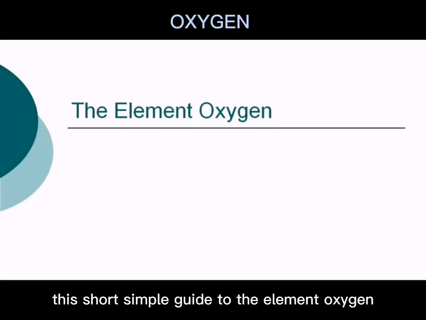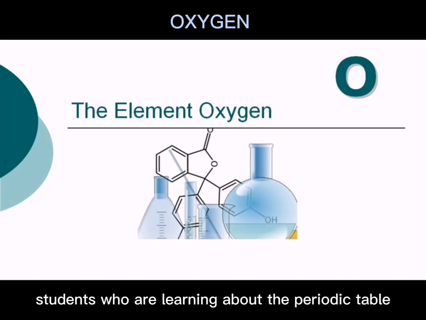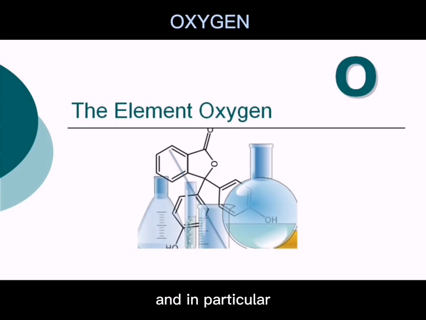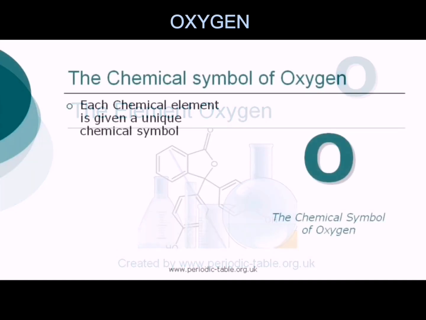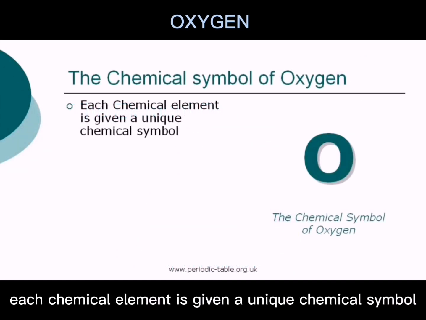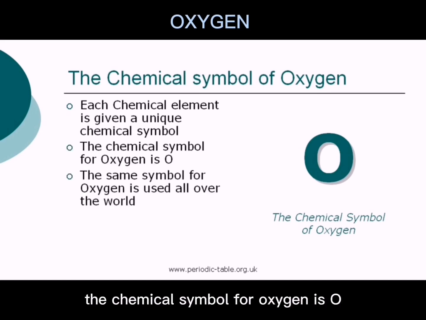This short, simple guide to the element oxygen will provide facts and information for the chemistry students who are learning about the periodic table, and in particular, the element oxygen. Each chemical element is given a unique chemical symbol which is used all over the world. The chemical symbol for oxygen is O.